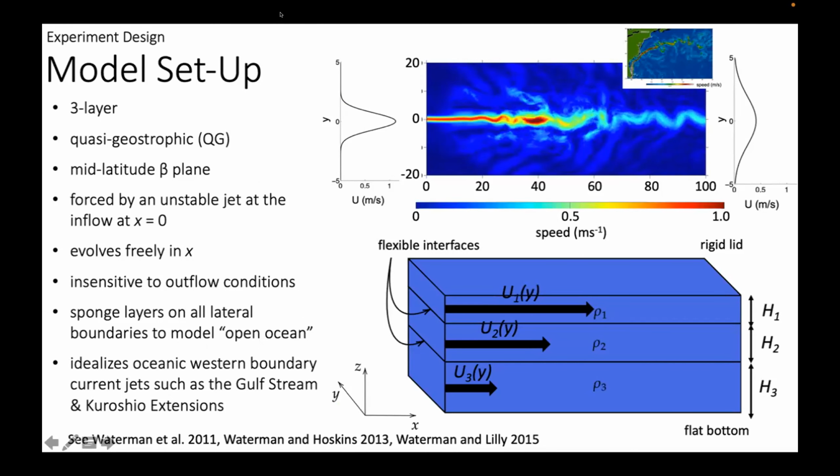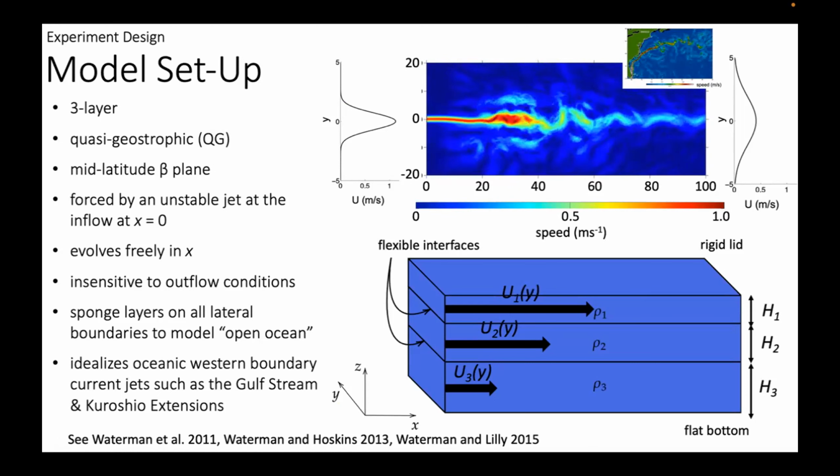Okay, so this is our model setup. So we are using an unstable jet model. The model is 3-layer, quasi-geostrophic. It's on a mid-latitude beta plane. Our model is forced at the western boundary here by a jet inflow. And so we prescribe an inflowing jet profile at x = 0 in each of our 3 layers. We let this jet evolve freely in x or downstream.